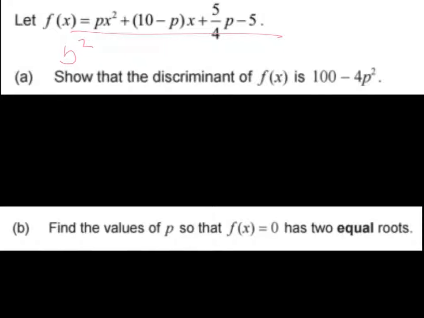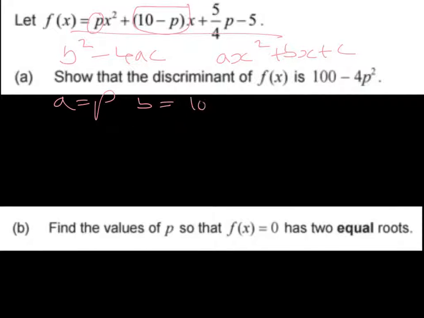So the discriminant, remember, is b squared minus 4ac, and that's referring to a, b, and c in the general form of the quadratic ax squared plus bx plus c. So in our function here, we can see that a is going to be the coefficient of x squared, which equals p. B is going to be the coefficient of x, which equals 10 minus p. And c is actually going to be the constant term at the end, which is 5 over 4p minus 5.